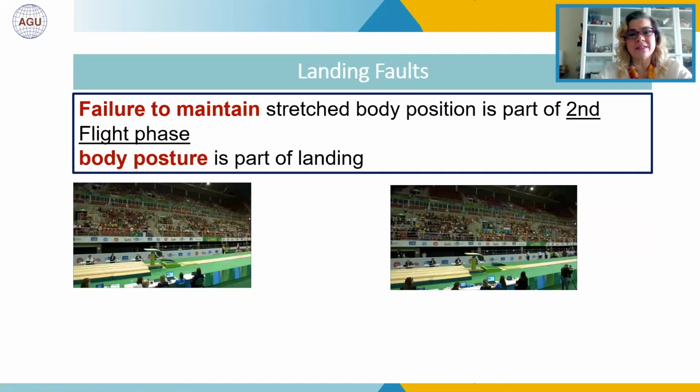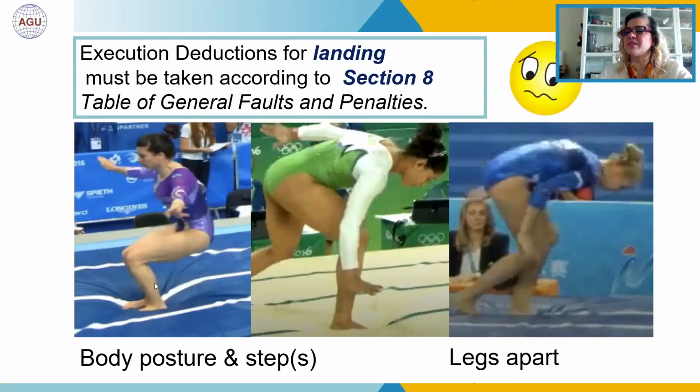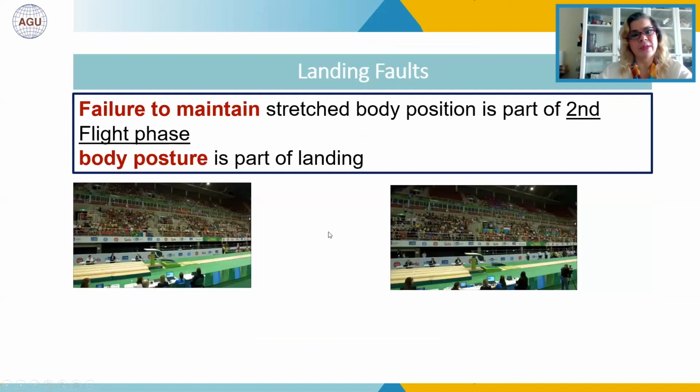And failure to maintain stretched body position is part of the second flight phase, not the landing. So please remember, failure to maintain stretched body or piking too early is part of the second flight phase and not the landing. And body posture is part of the landing, as I showed you before in the previous slide. So body position while up and down or front, for the shoulder or up, this belongs to the landing. Now let's see an example for the landing faults.